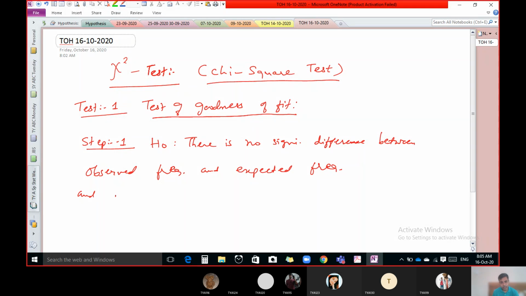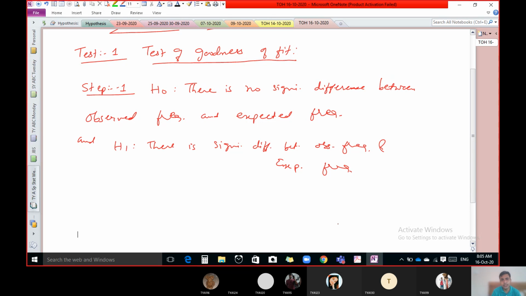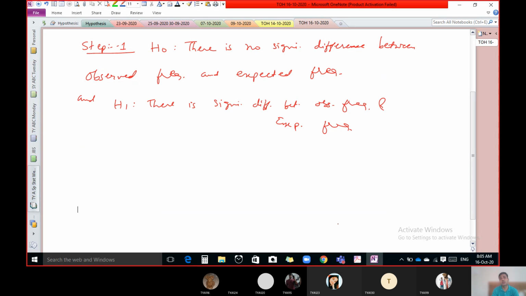And in H1, we have to write there is a significant difference between observed frequency and expected frequency. So our null hypothesis is there is no significant difference between observed frequency and expected frequency. Now the question is, what do you mean by observed frequency and expected frequency?